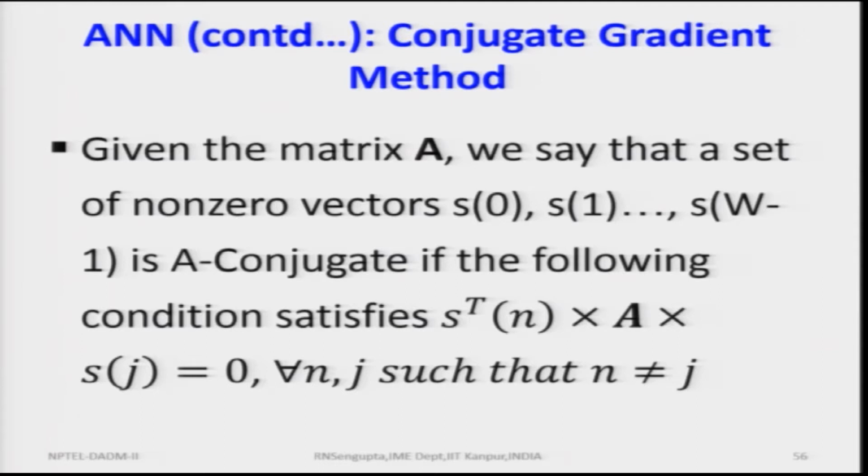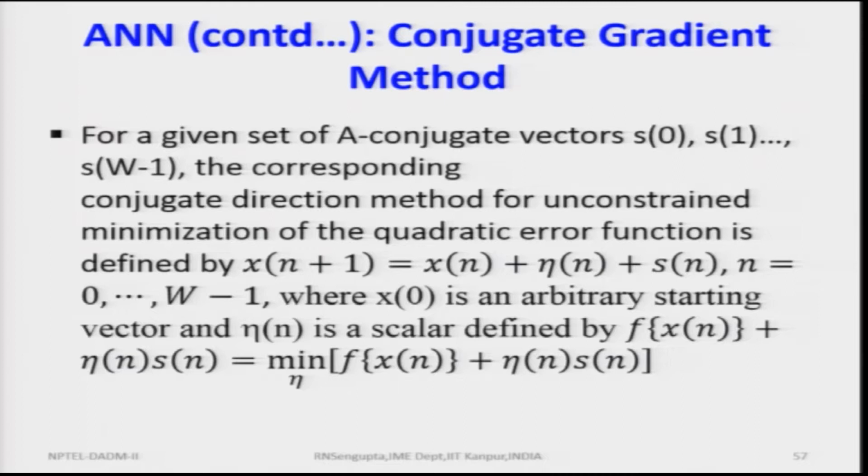n, the size of the parameters, into A into Sj, where n and j are values depending on the number of parameters which you have, and n and j are not the same. Generally the parameters for each node or each layer may change, but we will have corresponding nomenclature to discuss that. For a given set of conjugate vectors S naught to S W minus 1, the corresponding conjugate direction would give me, for the unconstrained minimization and maximization, in which direction we should go.